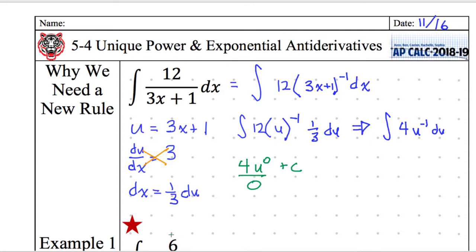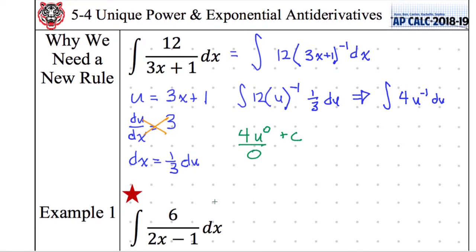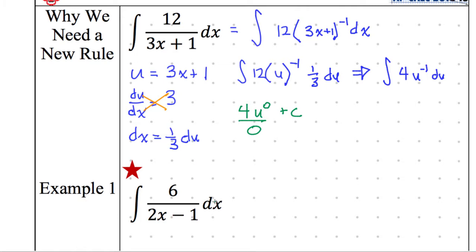It's just 1 though? What do you mean? Well, because something to the 0 is 1. Are you talking about u to the power of 0? Yeah, that would be 4 on the top, so 4 divided by 0, and we've broken one of the sacred laws of mathematics. Don't divide by 0. So yeah, we need a new rule. Can't divide by 0.